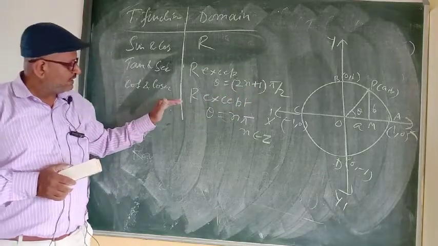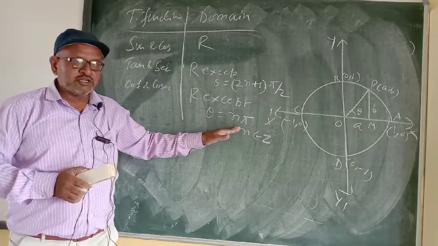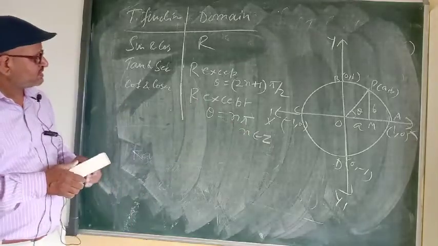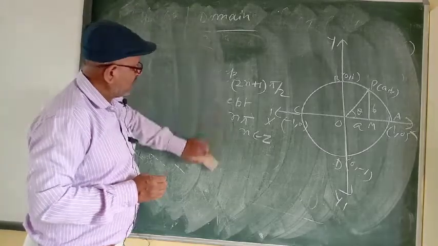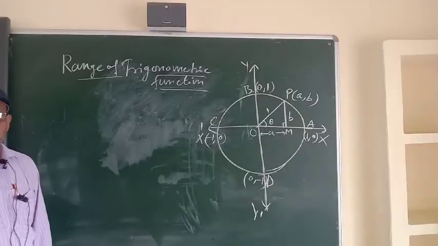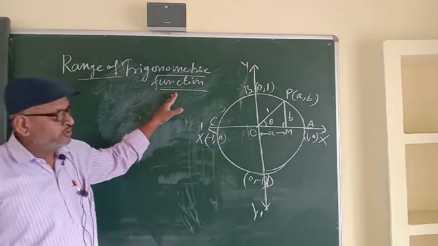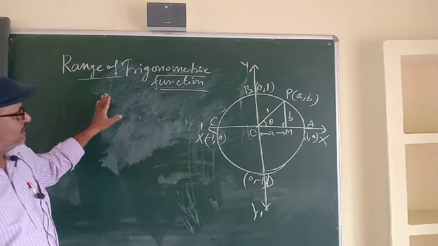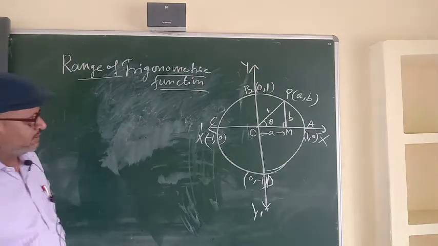Cot and cosec, it is defined for all the real numbers, but it is not defined for theta equal to n pi: 1 pi, 2 pi, 3 pi, 4 pi, 0, like this. So these are the domain of the trigonometric functions. Now we have to see the range of the trigonometric functions. I have told you how to find the domain, what are the domain of the trigonometric functions. Now we will see what are the range of trigonometric functions.